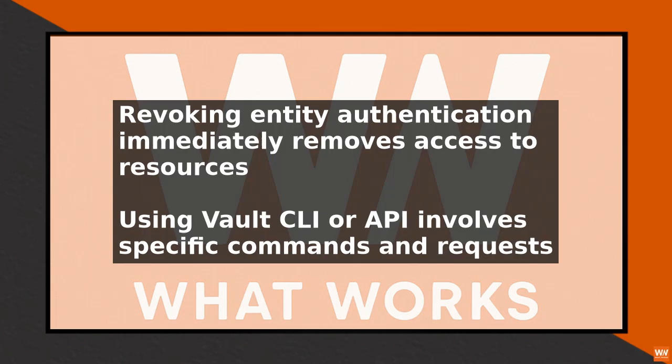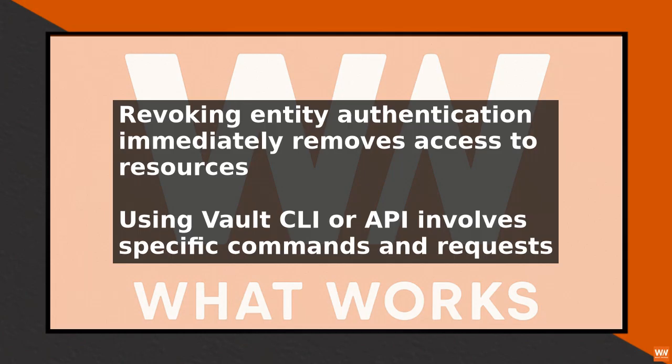Alternatively, you can use the Vault API to revoke the entity's authentication. This involves sending a delete request to the Vault API endpoint for the entity, including the entity ID or name in the request path. It is essential to note that revoking Vault AWS Auth will immediately remove the entity's access to AWS resources through Vault. Therefore, ensure you have the necessary permissions and have verified the entity's identity before revoking their authentication.